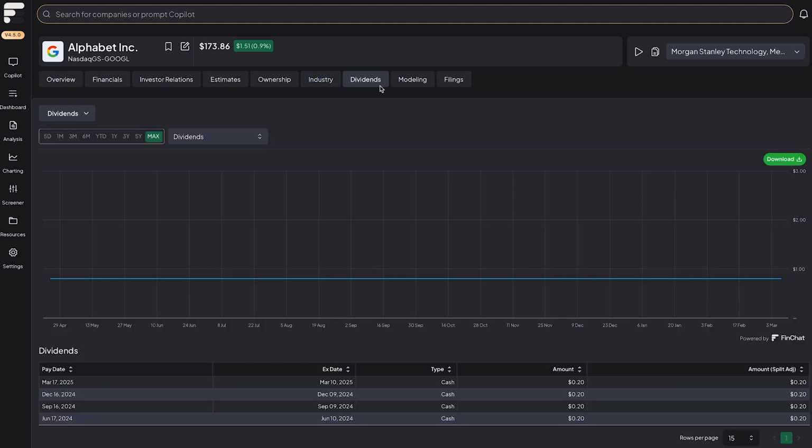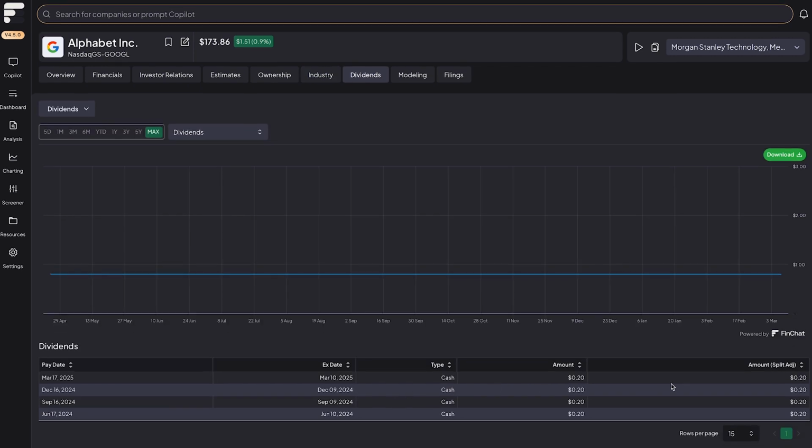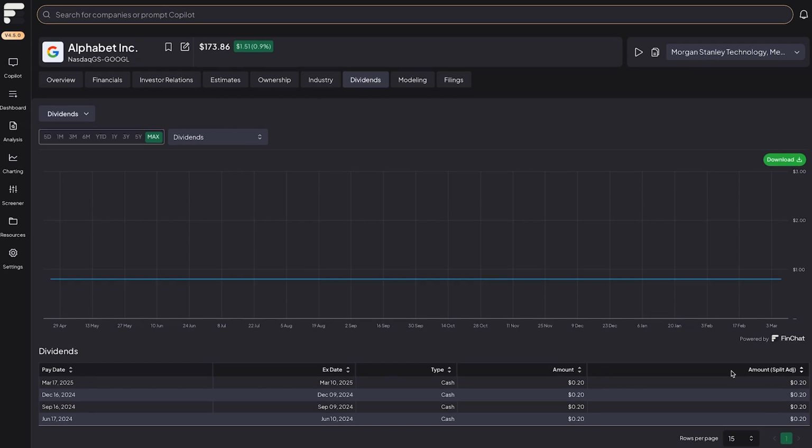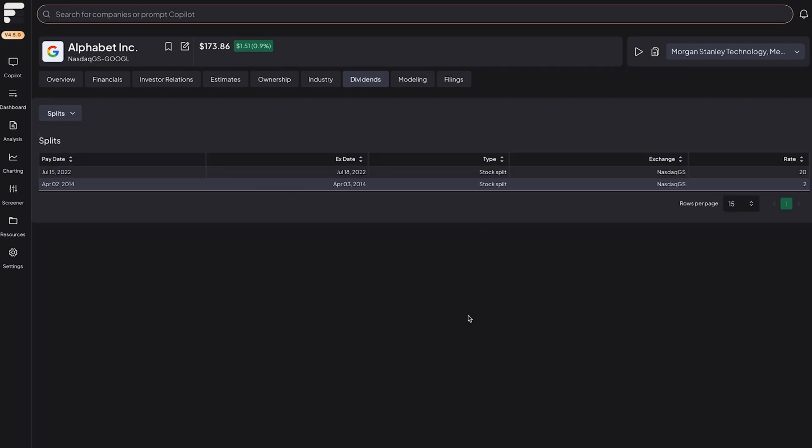You've got data on dividend as well. They've only started paying a dividend since last year, so there's not too much data yet. You can also see if there's been any stock splits done, so this data would be shown over here. Then the next tab is modeling.